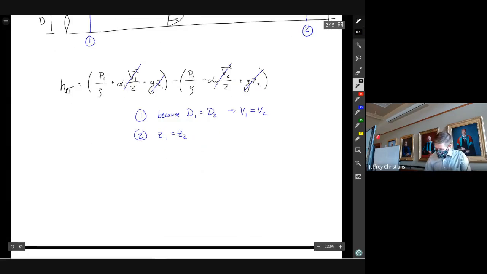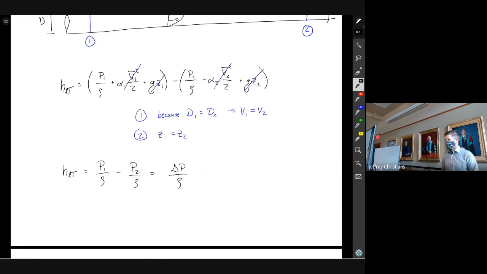So our head loss is equal to P1 over rho minus P2 over rho, which is equal to delta P over rho. Okay, so what kind of energy are we losing? Well, we're not losing kinetic energy or potential energy, we're losing pressure. So as we're flowing along this pipe, pressure is going to be constantly decreasing. That's how we're losing energy. Friction is eating away our pressure.